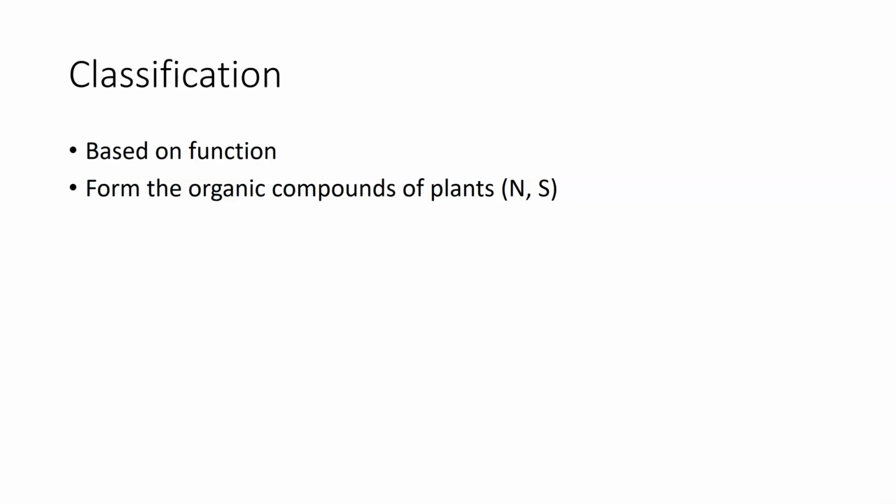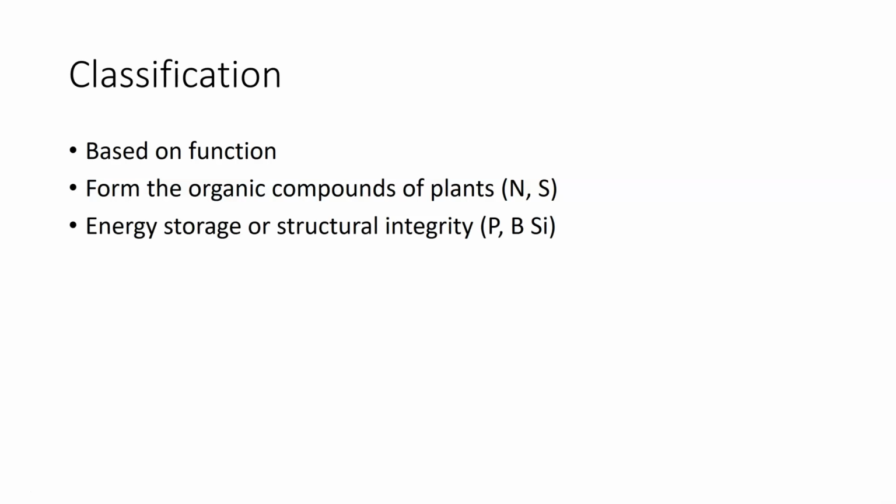Those that form organic compounds of plants with the addition of nitrogen and sulfur that are used to make amino acids and other compounds, therefore are quite important. We have those that are part of energy storage or structural integrity. This includes phosphorus, boron, and silicon. Some of these may be more important than others. We know that phosphorus is very important. We will talk about these as well.